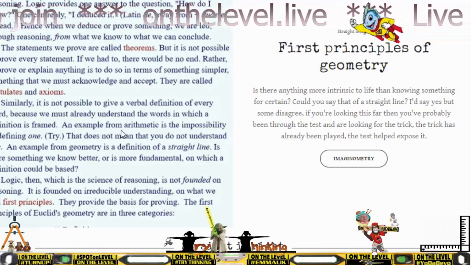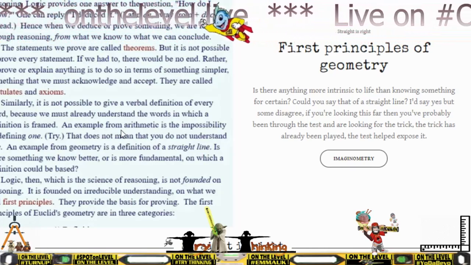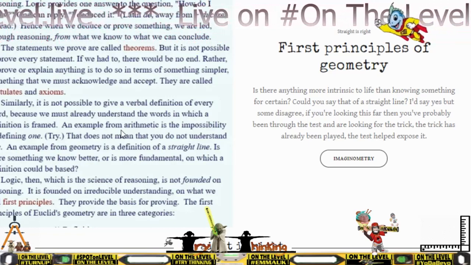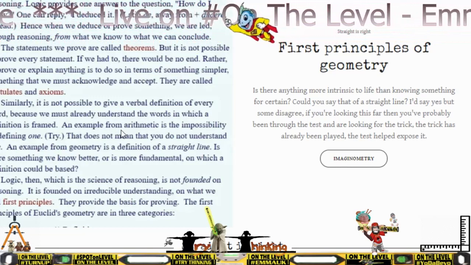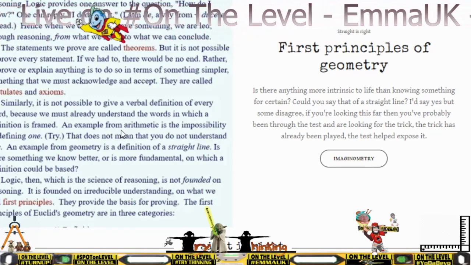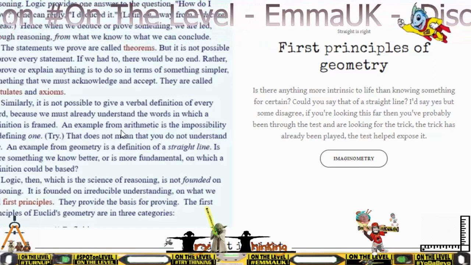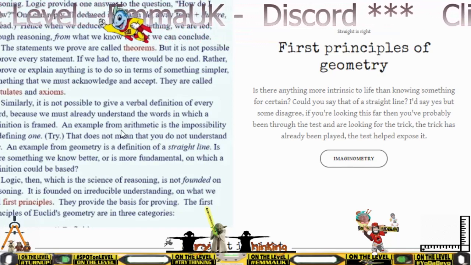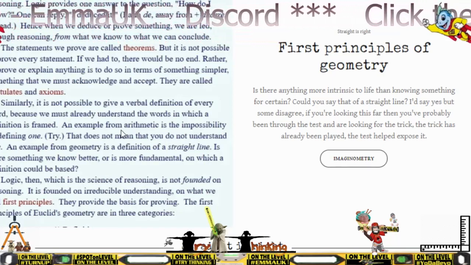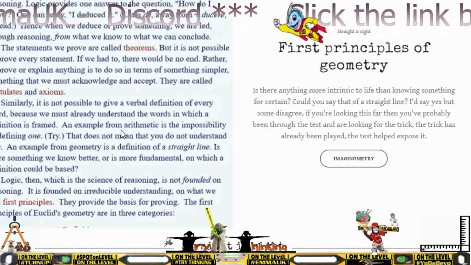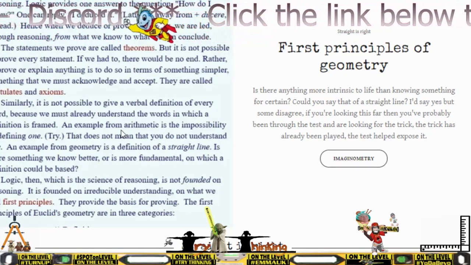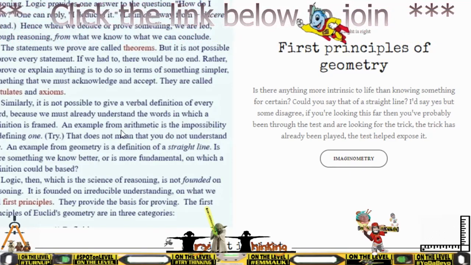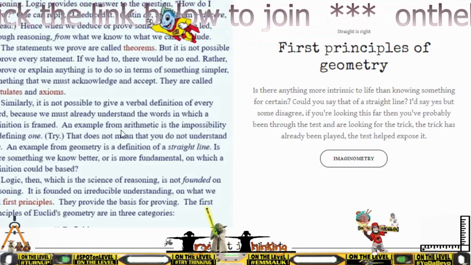An example from arithmetic is the impossibility of defining 1. Try it, it says, but don't try it just yet. That does not mean you don't understand the word 1, right? An example from geometry is a definition of a straight line. This is basic logic, right? Is there something we know better or is more fundamental on which a definition could be based? So you have to have a definition of the word straight. You have to. Otherwise you can't really define anything, can you?